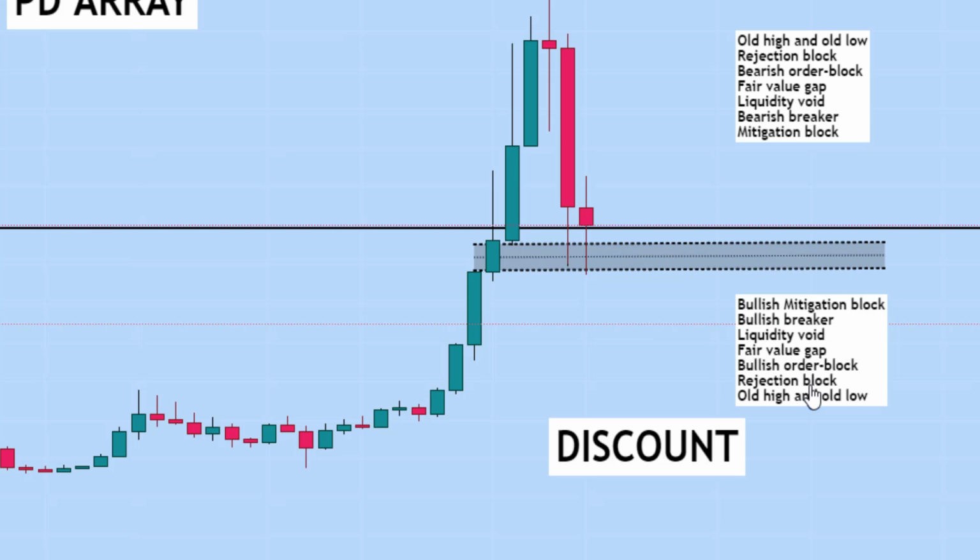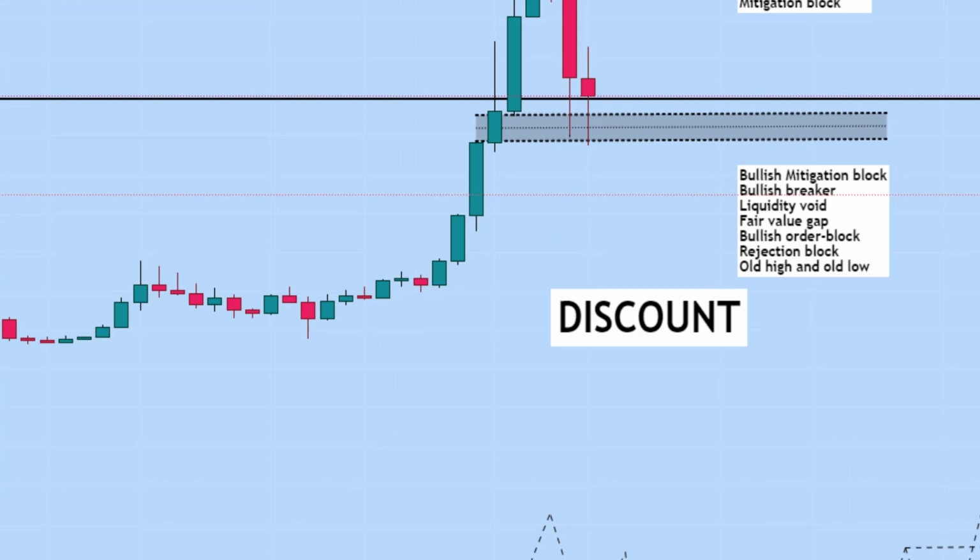So we have seen according to order of priority, once you are in discount level, we will prioritize fair value gap, then what? Then an order block in this regard. This is an order block. Let me show you. This is an order block.